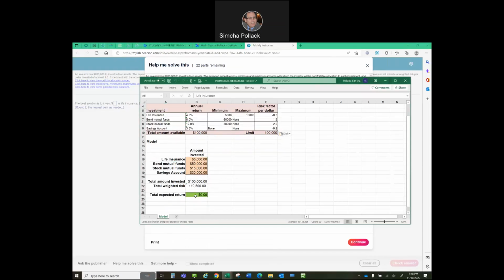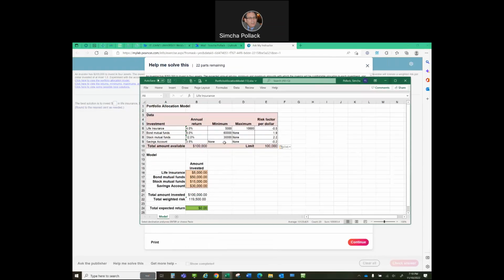Except if you notice the total expected return. Now, again, I might have said this before, that the risk factor is done by multiplying the risk factor by the amount invested. So minus 0.5 times 5,000, 1.9 times this, etc. And that's done by the sum product formula. But the same logic applies to this percentage of return times $5,000 and 8% times $50,000, 12% times this should give you this number, but it's zeros.